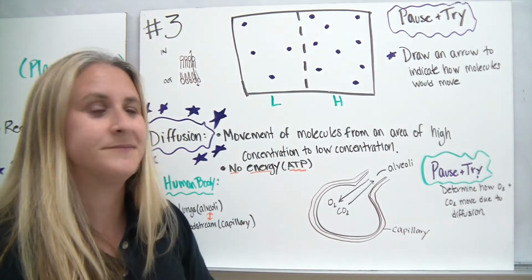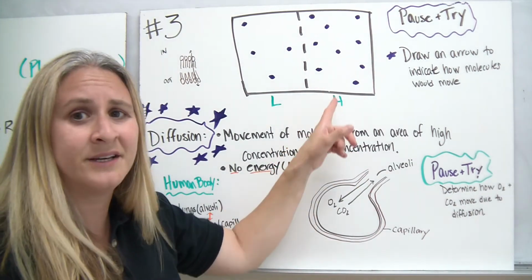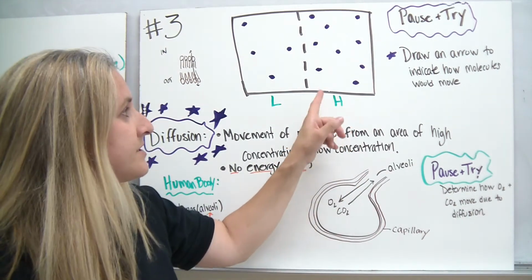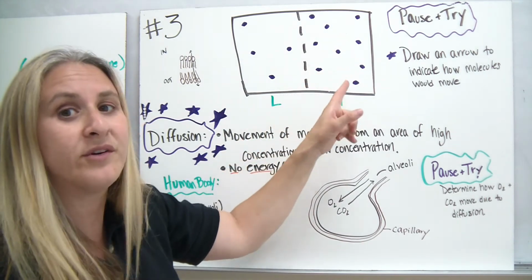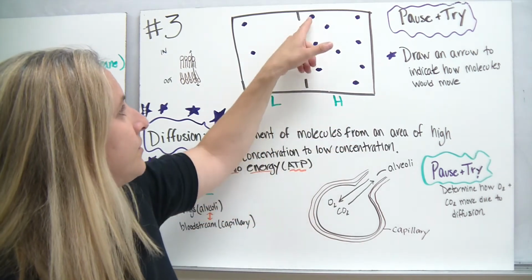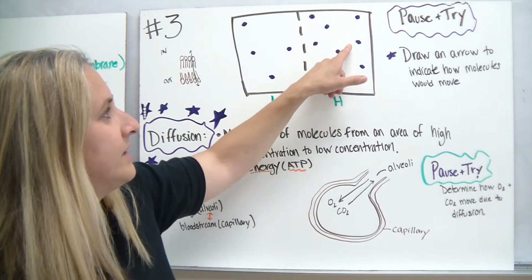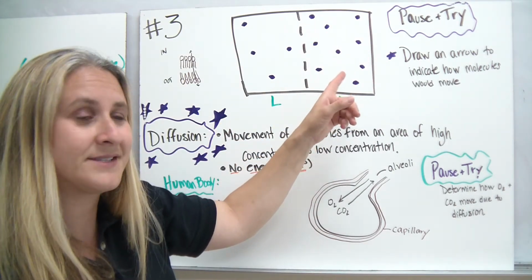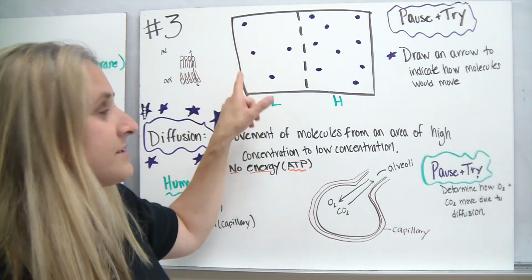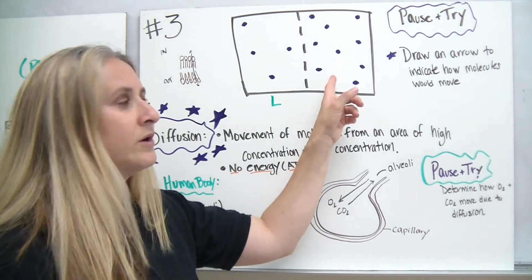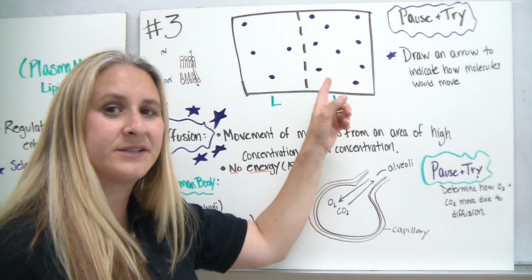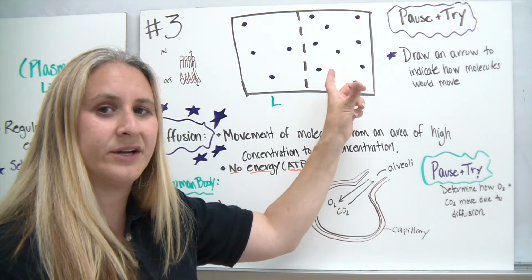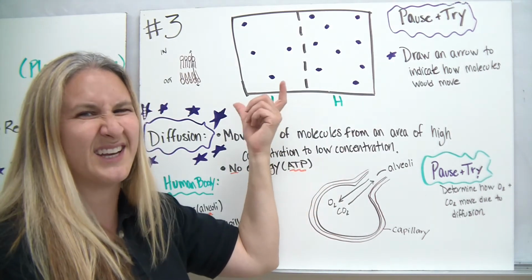So let's see how we did. This side I labeled with an H. The reason why is because if you count the number of purple dots here, 1, 2, 3, 4, 5, 6, 7, 8, 9, there are more dots on this side compared to this side, which only has 4. So there are more solutes, or things dissolved in that given area, compared to the other side that has less.